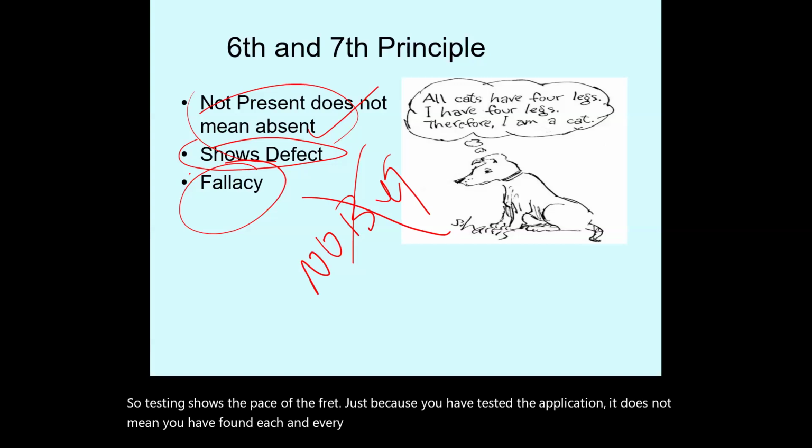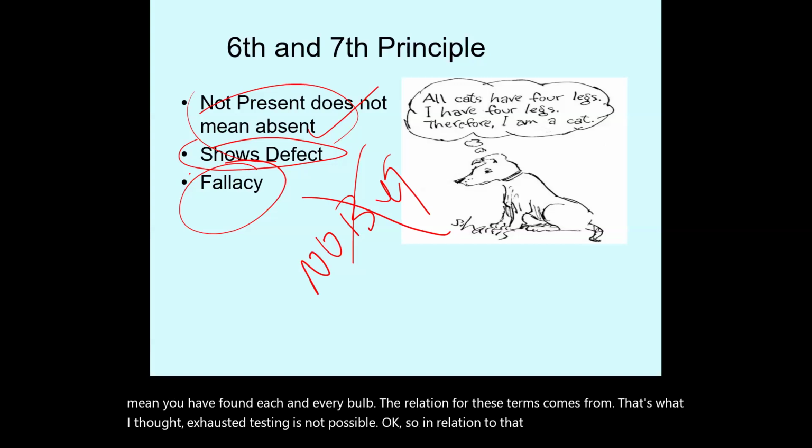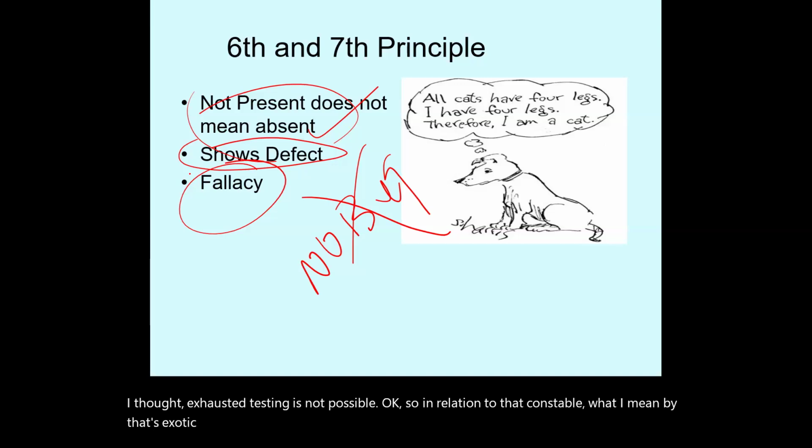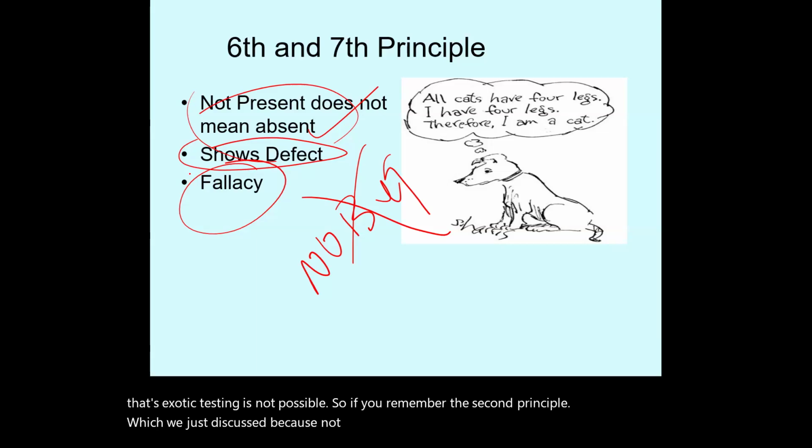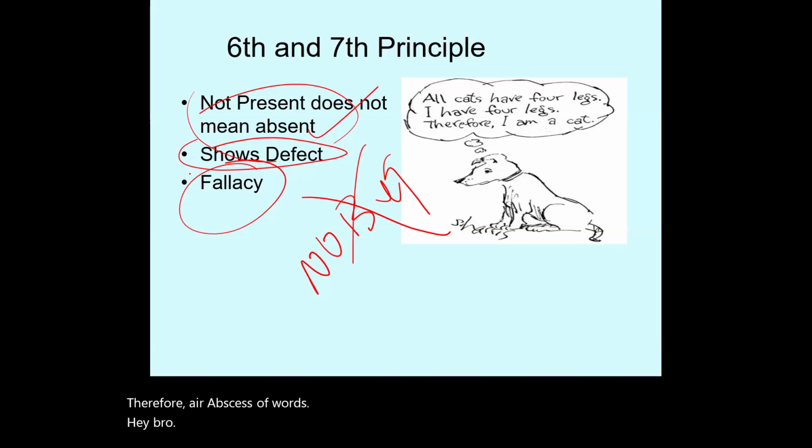The relation for these terms comes from what I call exhaustive testing. It's not possible. So if you remember the second principle, which we just discussed, because exhaustive testing is not possible, therefore absence of what? Error is what is a fallacy. So don't say there's no bug in the system.